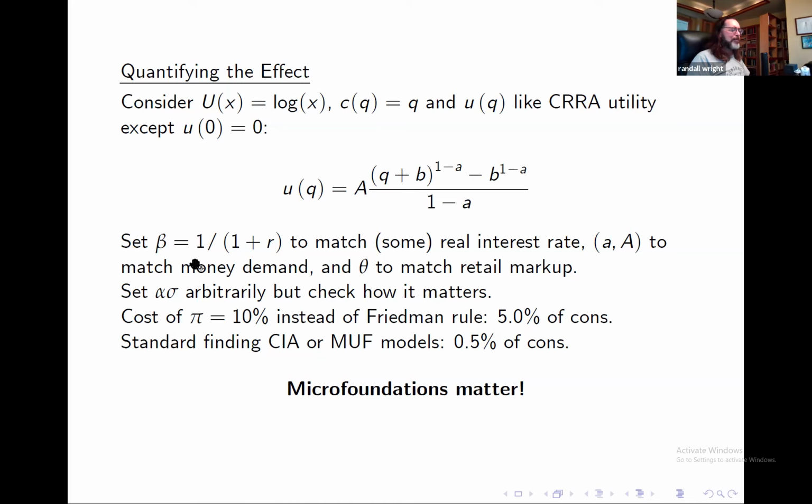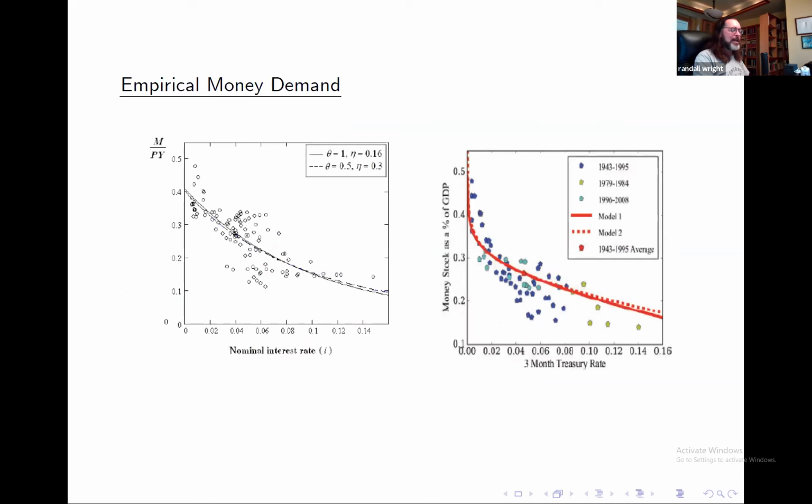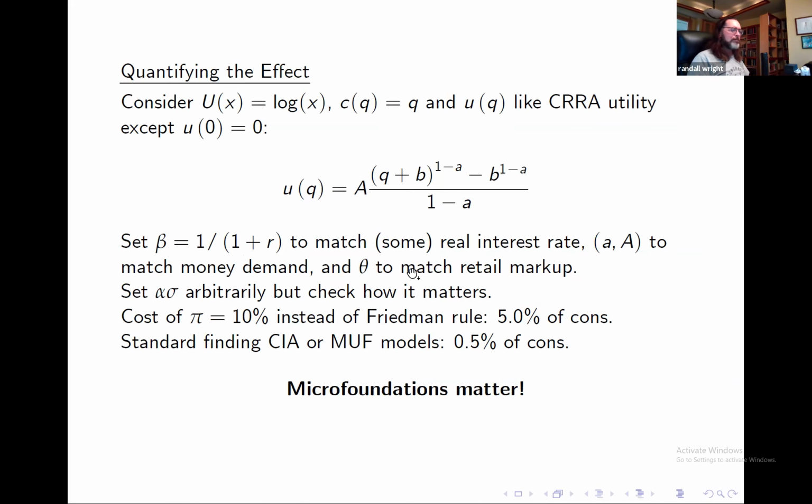What parameters do we need to calibrate? Beta. I'll set that to match my favorite real interest rate. These parameters, big A and little a of the decentralized market utility function, I'm going to estimate or calibrate to match money demand, which is this picture here: real balances against the nominal interest rate. That's kind of all the parameters I need. I need to know the search and matching frictions, but they're a little bit hard to calibrate, so I'll just try different values of them. One can be more ambitious there.